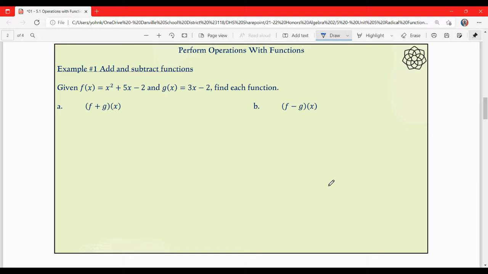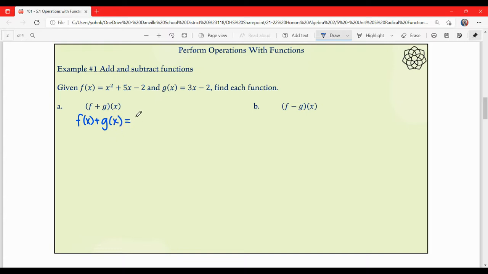So example number 1, we're going to add and subtract functions. It says given that f of x equals x squared plus 5x minus 2, that's a quadratic, and that g of x equals 3x minus 2, that's a linear function, find each function. So part A wants you to find f plus g of x. Well, remember that that's f of x plus g of x.